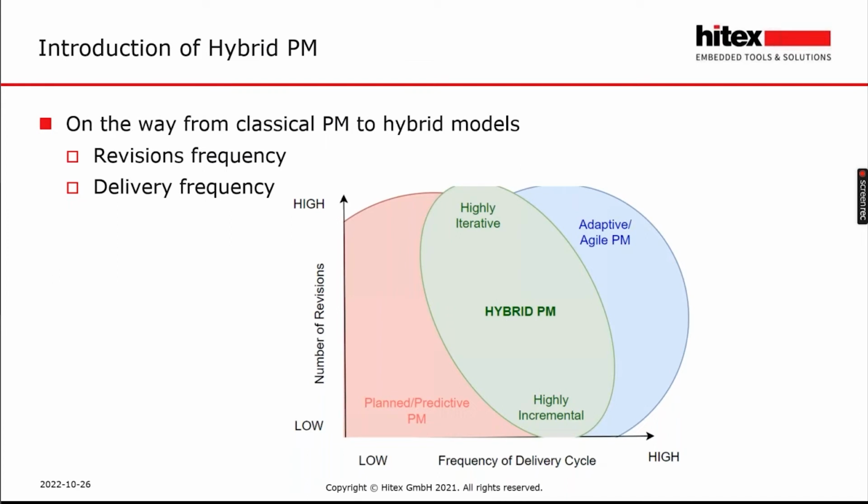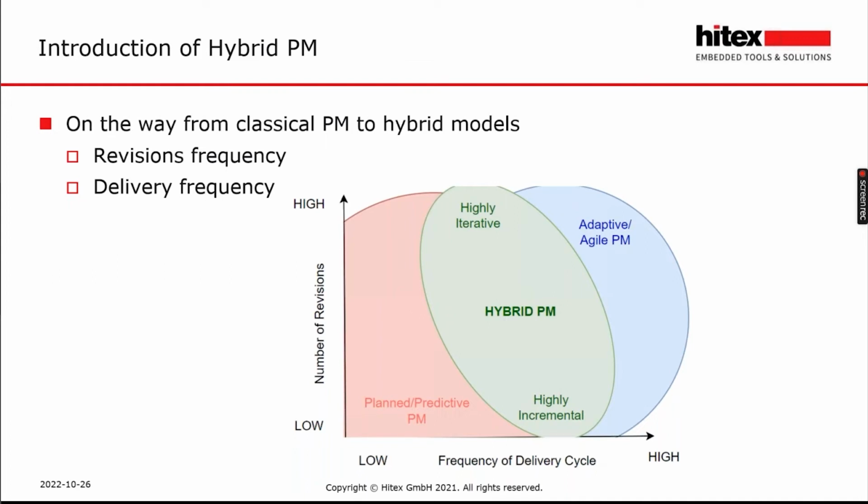If you need a large number of revisions and your delivery life cycle also has a lot of milestones, it's better to choose Agile project management. It's a very adaptive, flexible way, so you can always adjust everything during several deliveries.